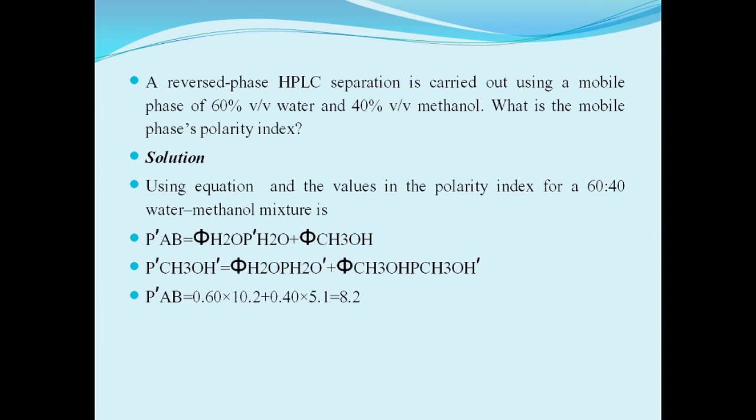Polarity index of AB is equal to volume fraction of water times polarity index of water, plus volume fraction of methanol times polarity index of methanol. The overall calculation of this is 8.2. 8.2 is the polarity index for the water methanol mixture.